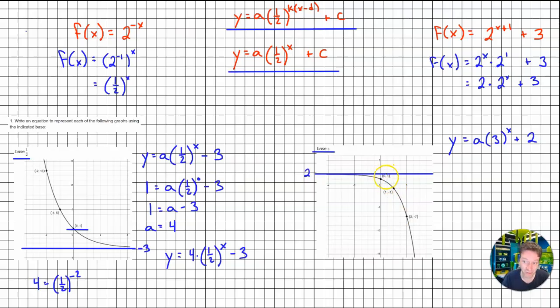Okay, then let's take a point. Now, if you don't want to take 0, 1, because you want more of a challenge, you could go ahead and take 1 and -1, sure. So you can do -1 is equal to a times 3 to the power of 1, plus 2. So that just equals 3a plus 2. So bring 2 to the other side. We get negative 3 equals 3a. Divide both sides by 3, and a equals negative 1. So our equation here is y equals negative 3 to the x plus 2.